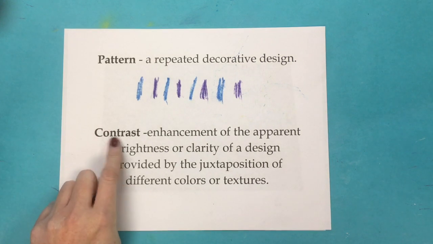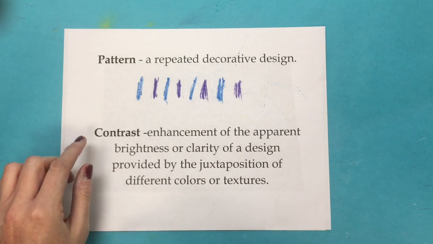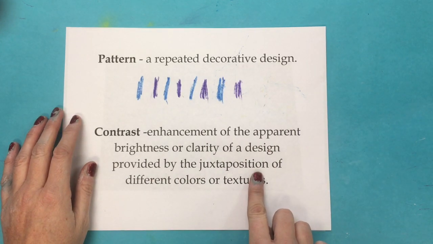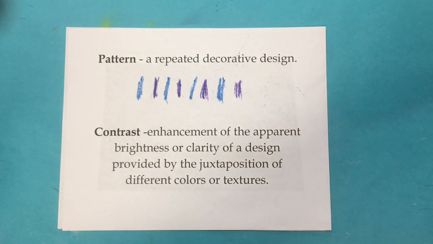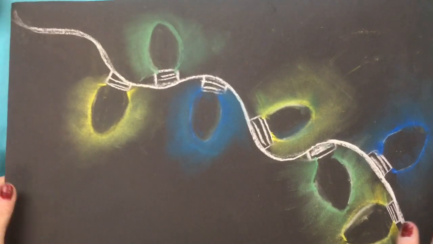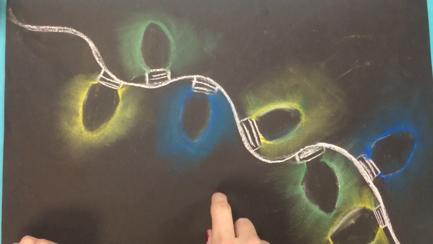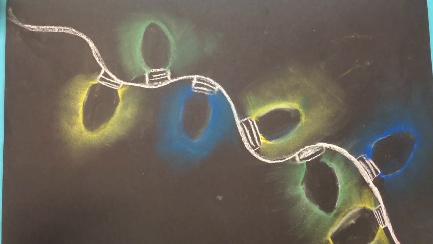We also want to remember this word, contrast. It's an enhancement of the apparent brightness or clarity of a design provided by the juxtaposition, I like that word, juxtaposition of different colors or textures. So one way we create contrast is by using a color that really stands out next to another color. For example, white against black creates a very strong contrast. It's almost as if it says hello to your eyes. It really makes things pop.